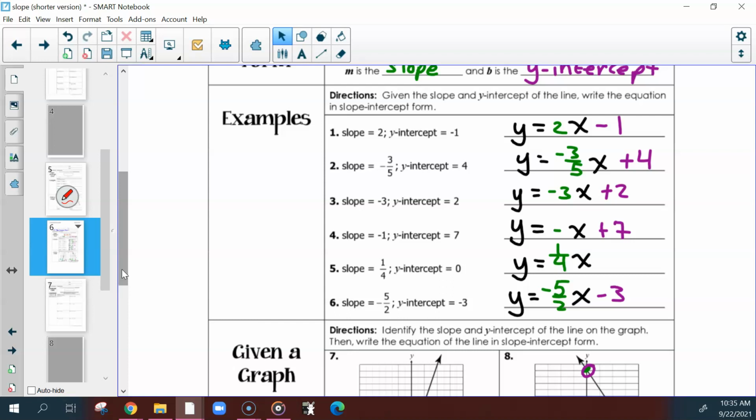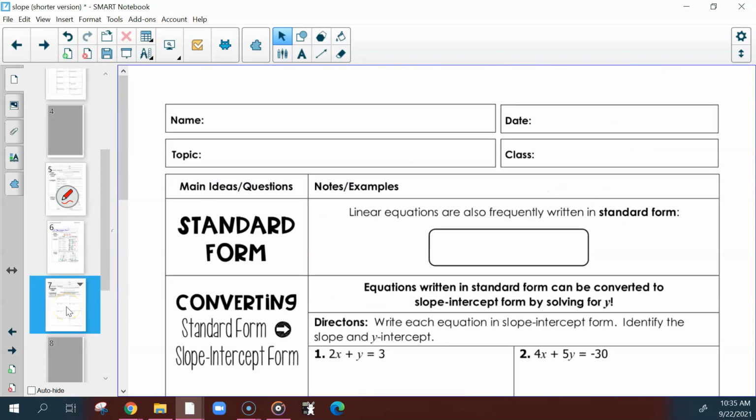The bottom two, we didn't write down the equations. They are there or in Canvas, but we're not really going to go over that part today. We'll come back to that when we go over writing equations. But we're going to do this page where it says standard form.